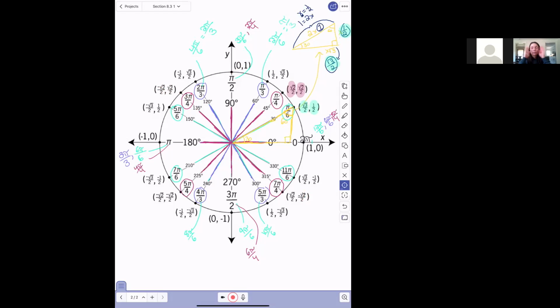If we, for right now, just forget about the signs and just look at the numbers, every single point that is a something π/4 on our unit circle has the points radical 2/2 and radical 2/2 as its x and y, and the signs change. But if we're just looking at the absolute value.